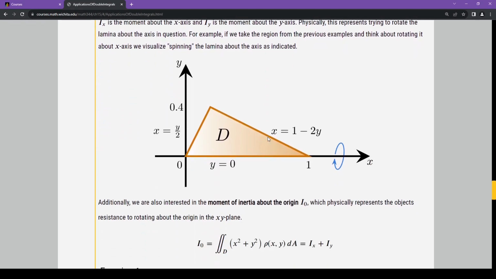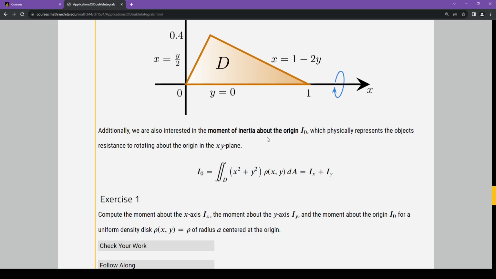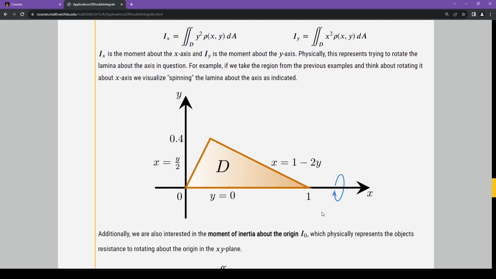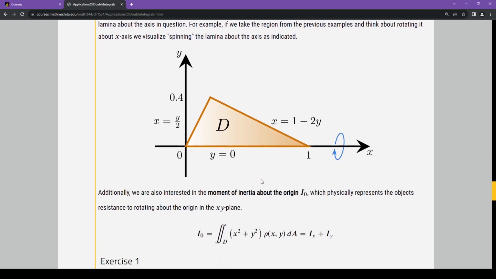And there are 3 types of second moments that we're interested in. The moments have to do about the x and y axes. It works in this rotational orientation idea that I had mentioned before. Okay, that's what we're worried about, is this idea of spinning the lamina around one of these axes.